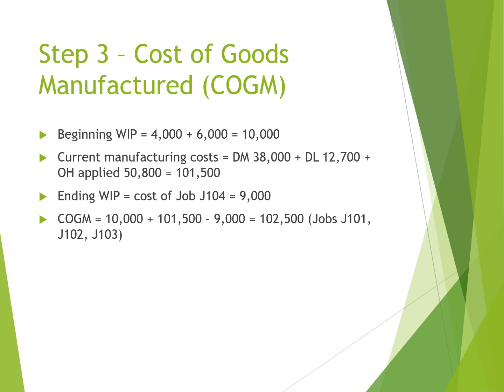So COGM equals 10,000 plus 101,500 minus 9,000, which gives 102,500.